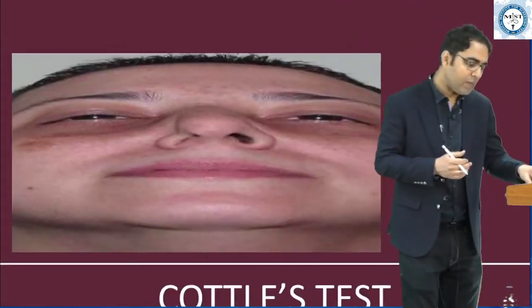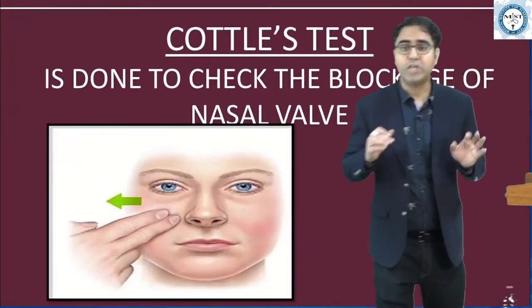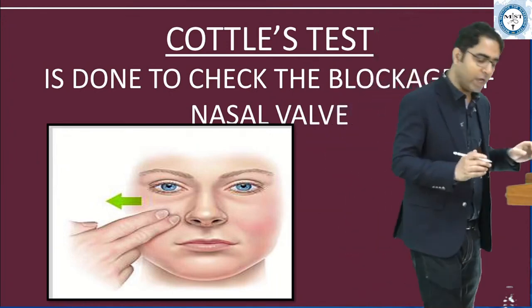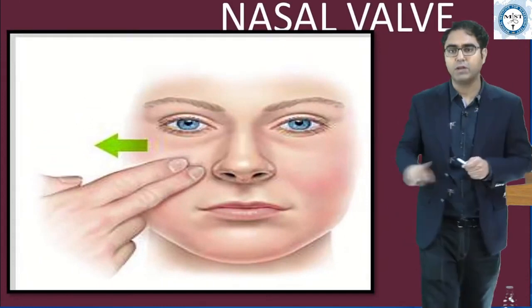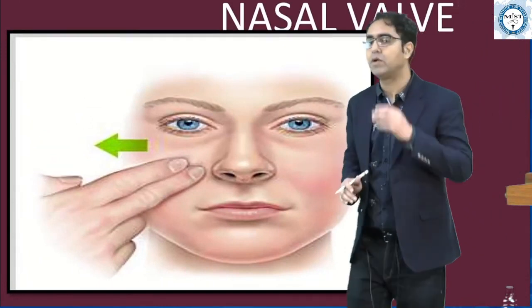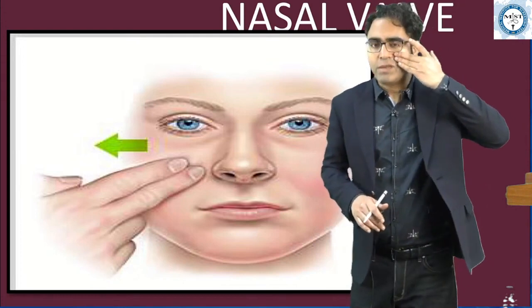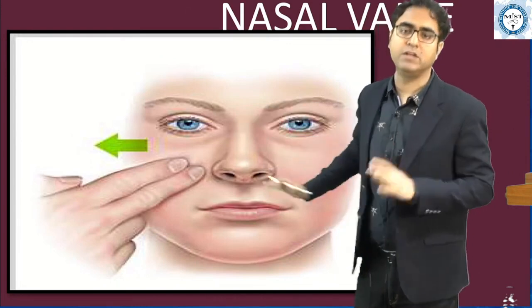Now, how to check the problems of nasal valve, or how to check the obstruction at the level of nasal valve, is a test called Cottle's test. Cottle's test is done to check the blockage of nasal valve. Look at the screen, first of all understand Cottle's test, C-O-T-T-L-E. Look at me. How do we do it? We keep two fingers on the cheek and pull it outward. If this makes the breathing better in this patient of nasal valve collapse, it means the nasal valve is obstructed.